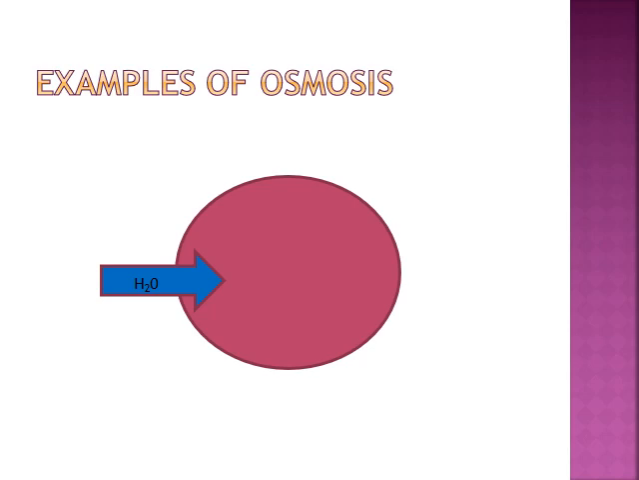So here's an example. Water is moving from the solution into the cell. How would you classify the solution? Hypertonic, hypotonic, or isotonic? Hypo, because water moves from hypo to hyper.